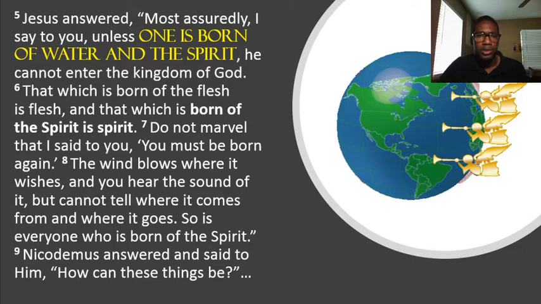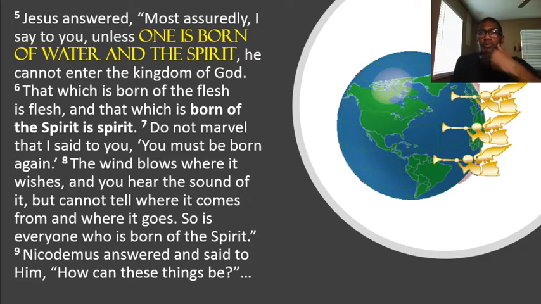The wind blows where it wishes, and you hear the sound of it, but cannot tell where it comes from and where it goes. So is everyone who is born of the Spirit." And it keeps on going. Now, what does that mean?